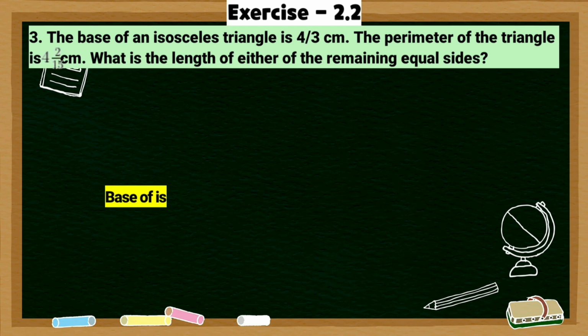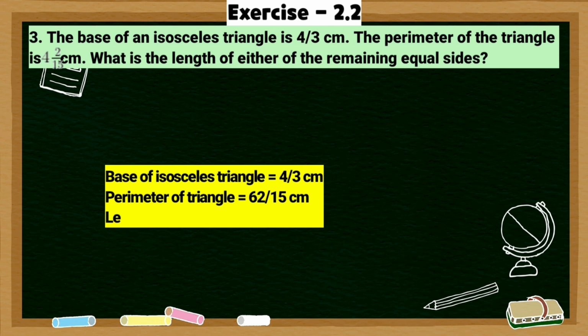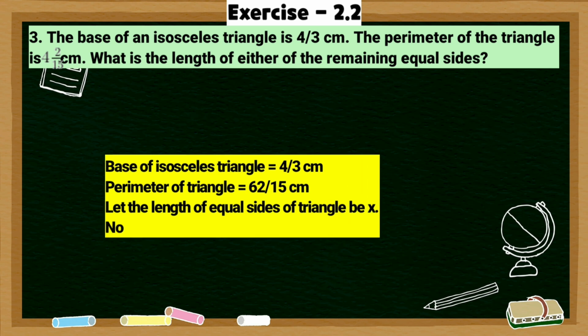So now the base of the isosceles triangle is given 4 by 3 centimeter. Perimeter is given 4 whole 2 upon 15 centimeter. When we convert it into an improper fraction, it becomes 62 by 15 centimeter. Now let the length of the equal sides of the triangle be x. Now we know that the perimeter of a triangle is equal to the sum of all sides. So 4 by 3 plus x plus x is equal to 62 by 15 centimeter.